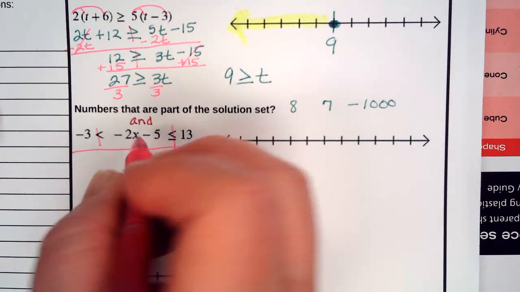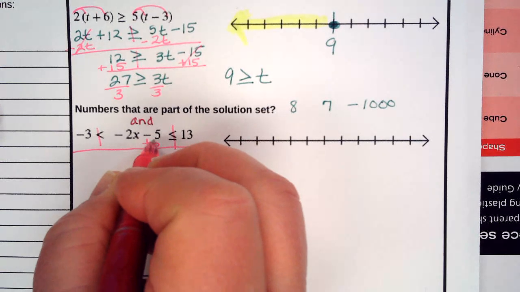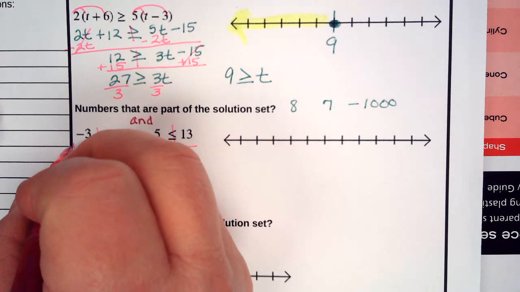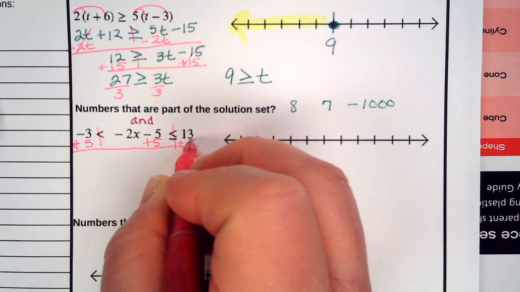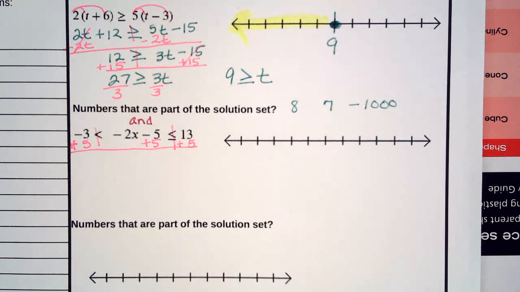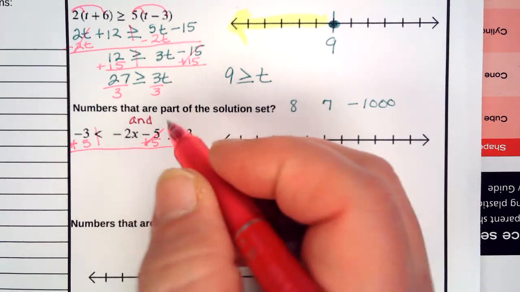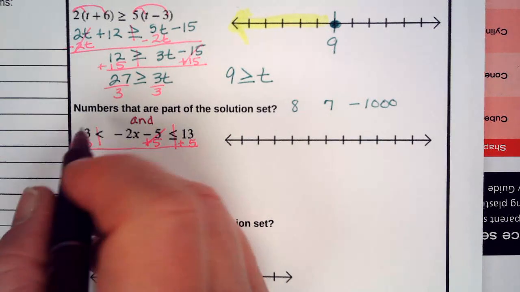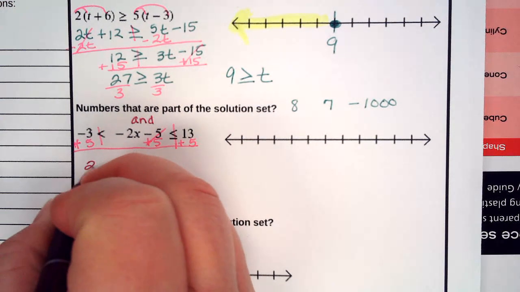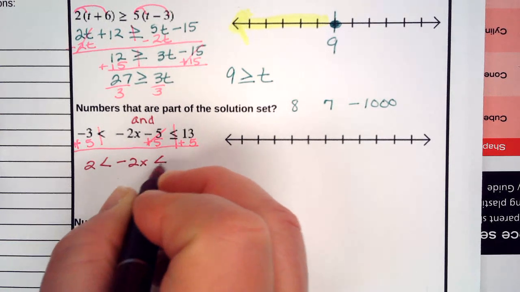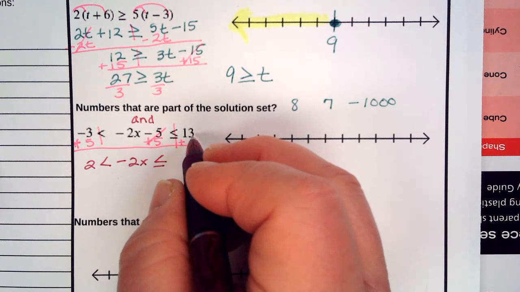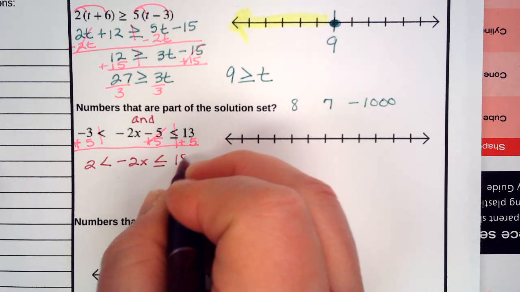Okay, I've subtracted 5. The opposite is to add 5. But I add 5 in all of my columns. All 3 of my columns get added 5. Negative 3 plus 5 is 2, which is less than negative 2x, which is less than or equal to 13 plus 5 is 18.